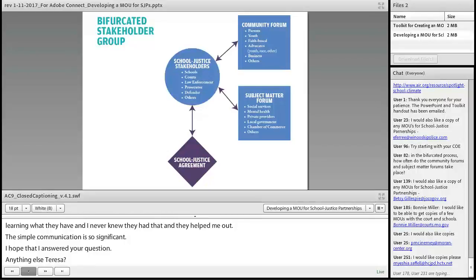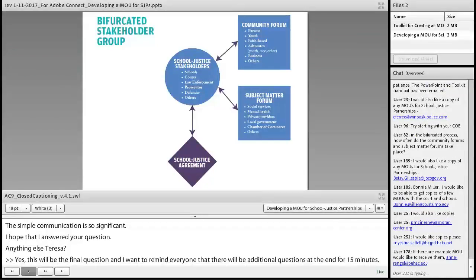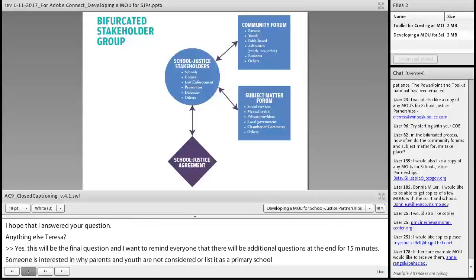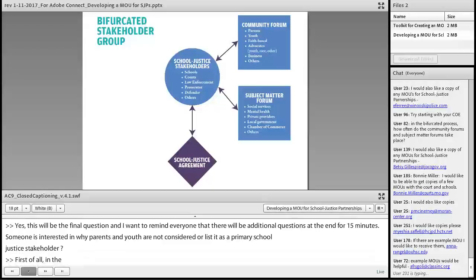Somebody is interested in why parents and youth are not considered or listed as a primary school justice stakeholder in the bifurcated or a voting member in the unified slides. Yes, okay. Well, first of all, in the bifurcated, the parents and the youth are in the community forum, and they are an advisory. It's very simple when you share it this way.